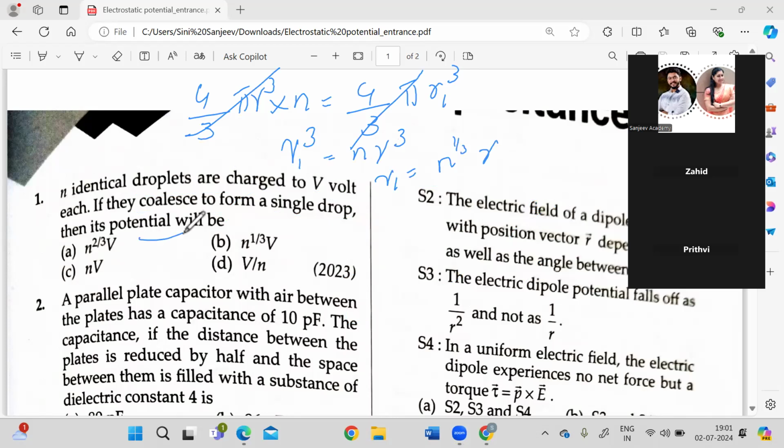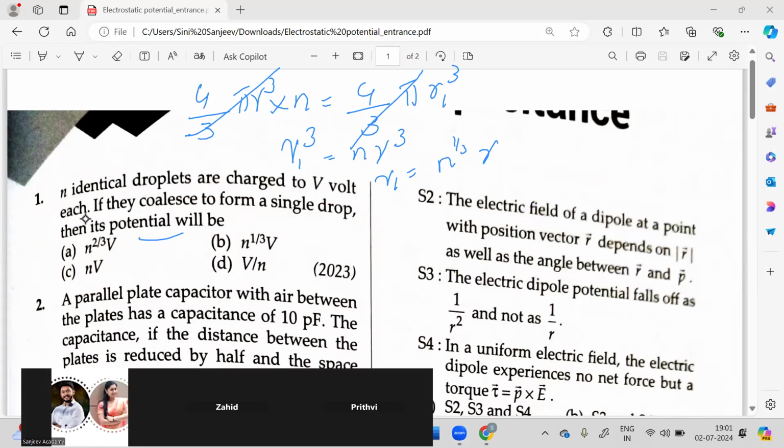But the question is potential. So we all know the potential formula. What is the potential formula? 1 by 4 pi epsilon naught into Q by this new one, R1. Correct? That's our big droplet. So instead of R1, what will I substitute? This n power 1 by 3 r. Correct? And here, how many charges are there? N number of charges are there. That's why we're multiplying by n. So this is going to become 1 by 4 pi epsilon naught into nQ.